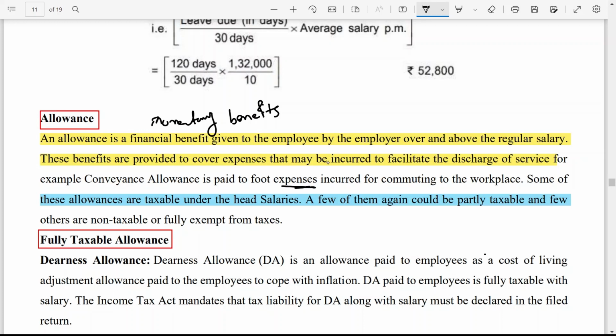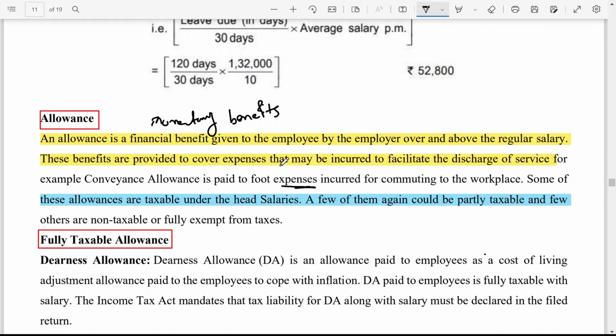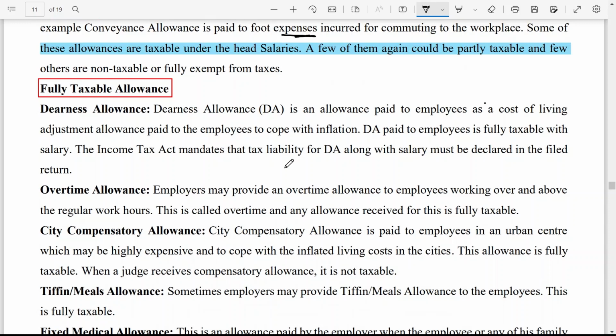Some of these allowances are taxable under the head salaries. A few of them could be partly taxable, and few others are non-taxable, or you can say fully exempt from taxes. So in this lecture, we are going to discuss different types of allowances. First, we will discuss allowances which are fully taxable.